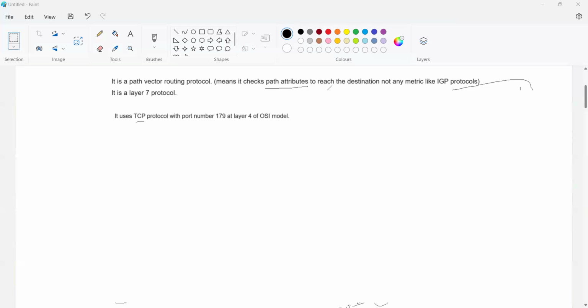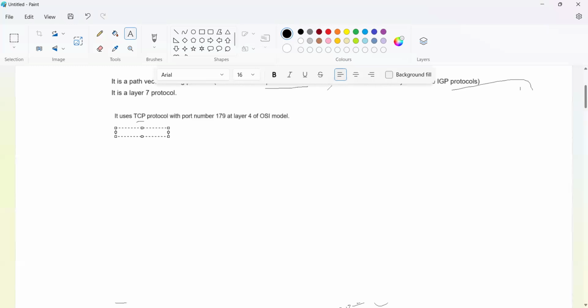And mainly it is a reliable protocol. BGP is a reliable protocol. It is reliable because of the TCP protocol. It is a TCP-based protocol.